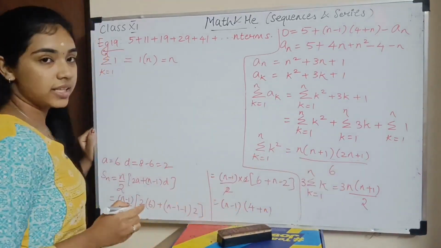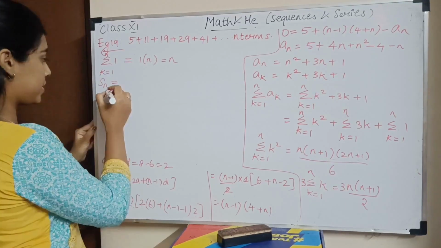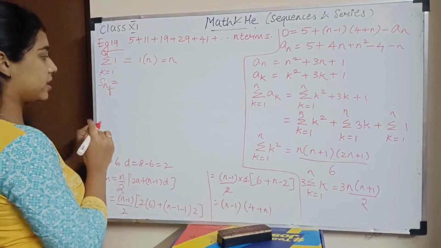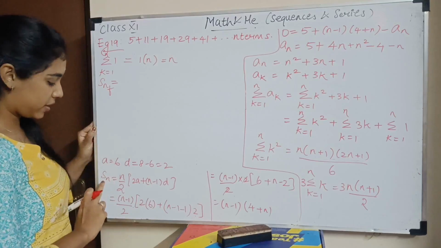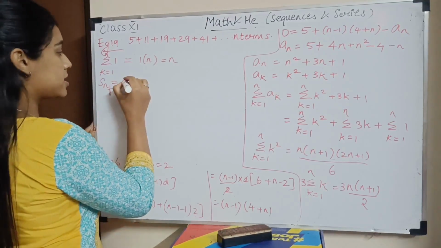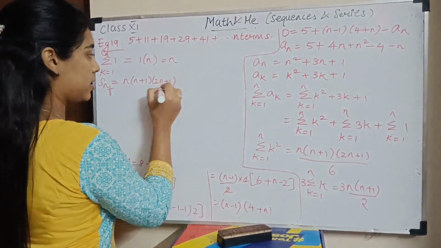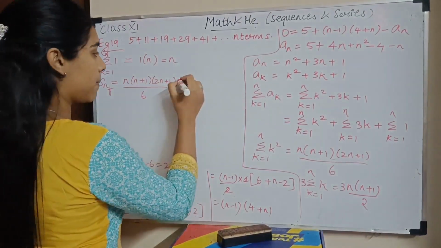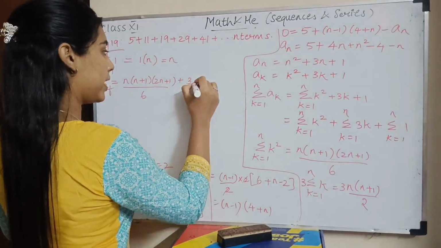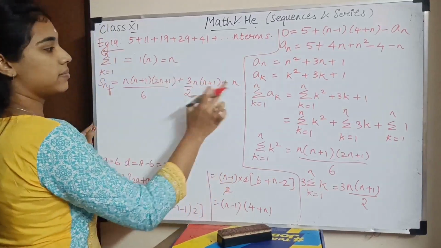Now when I add all these, what do I have? My total summation Sn final. Let me call it SNF. Sn final, because I already have Sn here. So I have Sn final equals n times n plus 1 times 2n plus 1 divided by 6 plus 3 by 2 n of n plus 1 plus n.